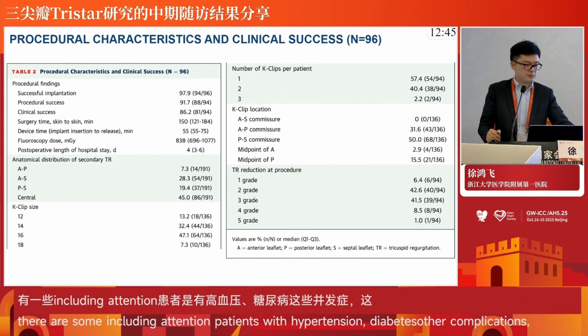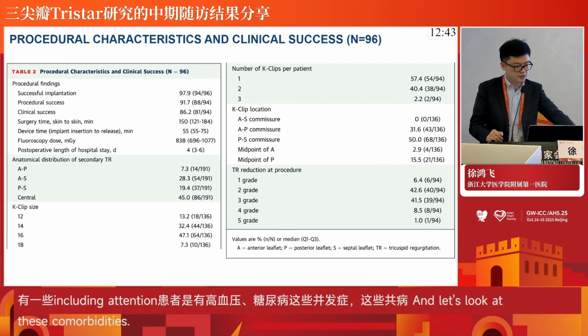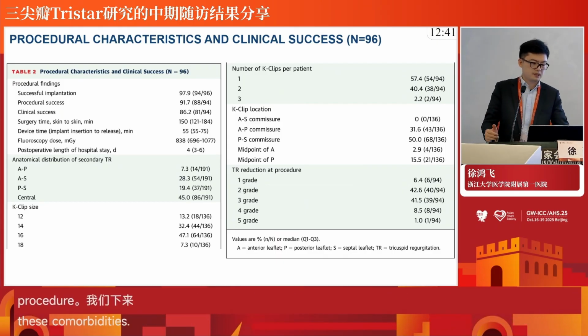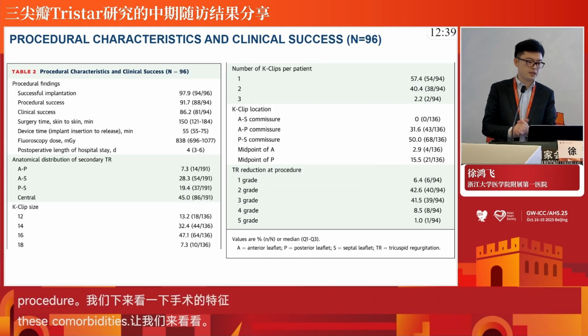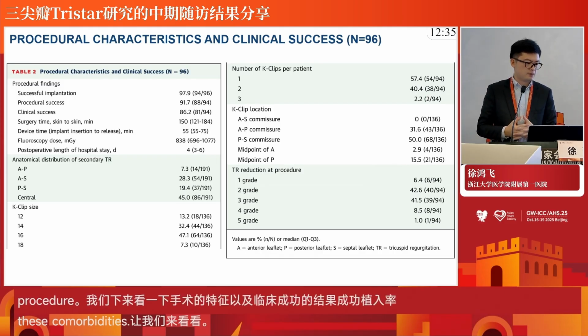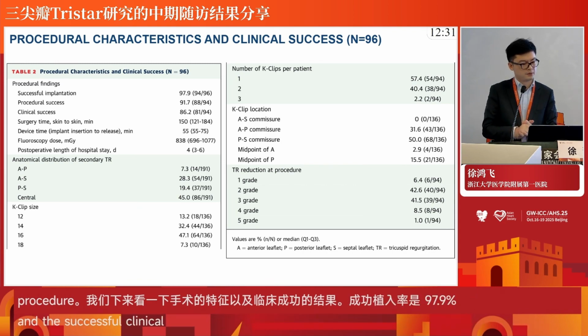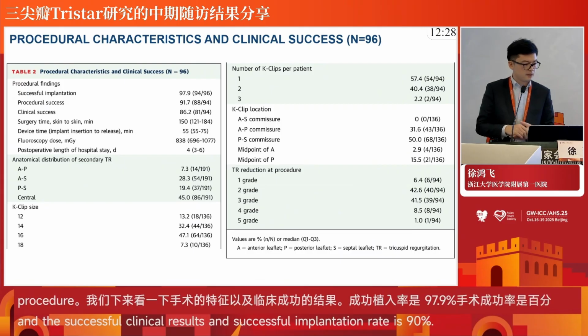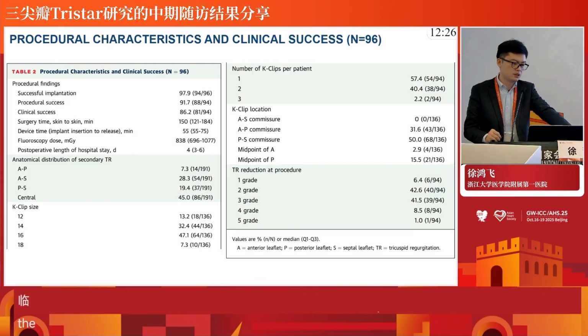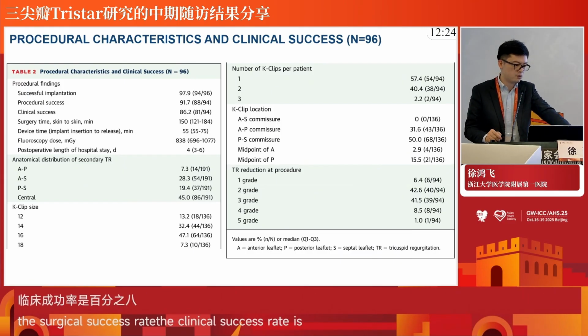Let's look at the procedure characteristics and the clinical success. We can see the successful implantation rate was about 97.9%, the procedure success was about 92%, and the clinical success was about 86%. The mean procedure time was about 2 to 2.5 hours, and the device time was about 55 minutes.